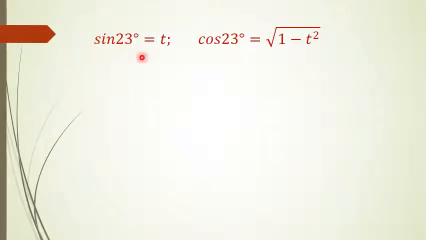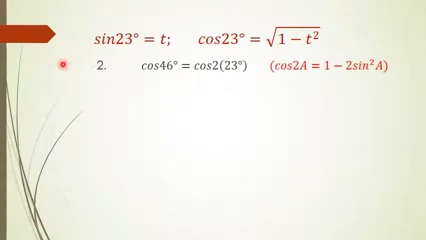I begin here by writing down what we already have. We are given in the question that sine 23 degrees equal to t. We have also calculated cos 23 degrees in the first part, which gave us the square root of 1 minus t squared. Now question number 2 required us to calculate cos 46 degrees. Now we see we have a relationship between 23 and 46.